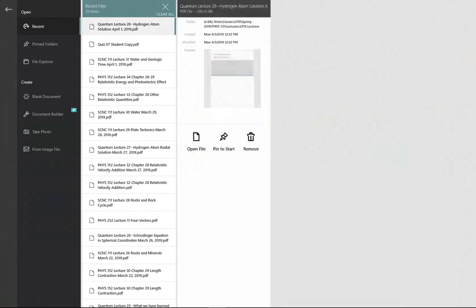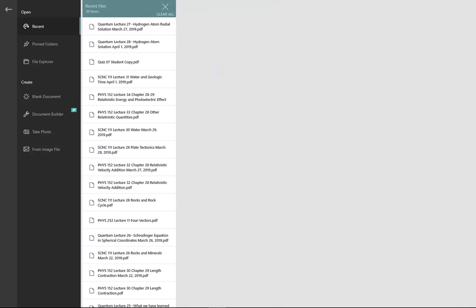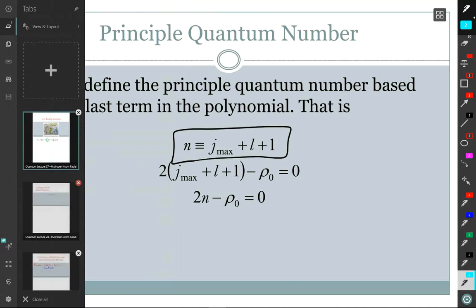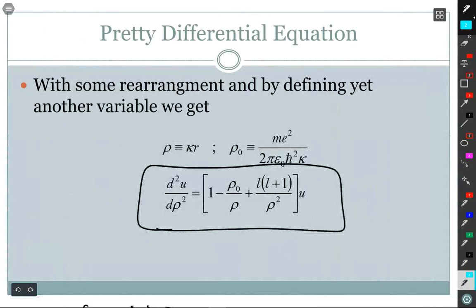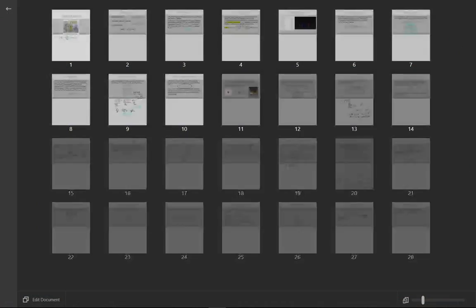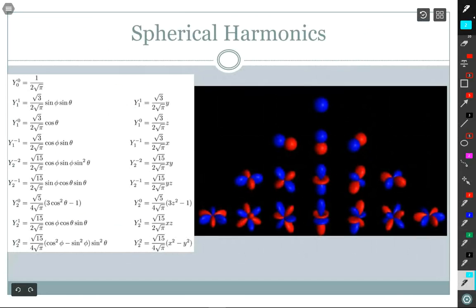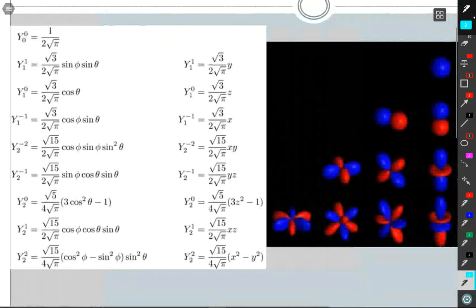Quantum 28, hydrogen atom. Nope, that's today. 27, that's the one. Okay, there's a quicker way. I had the spherical harmonics here. So here we have the spherical harmonics, and you can see, I left my stylus over there.